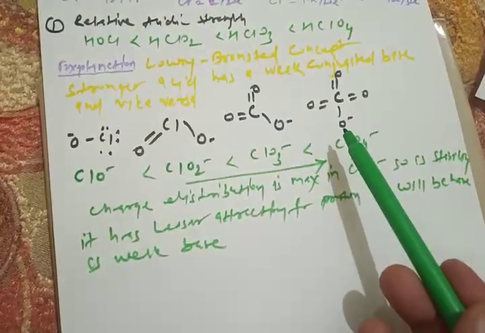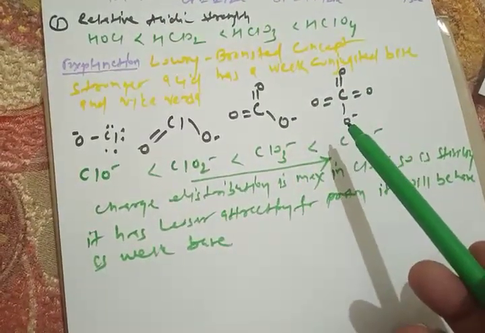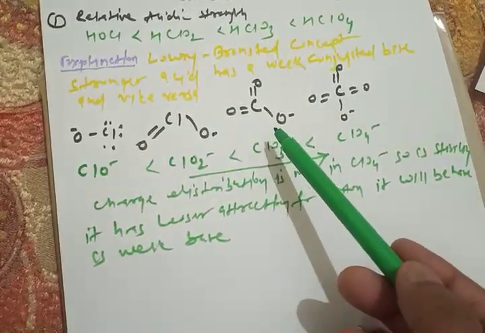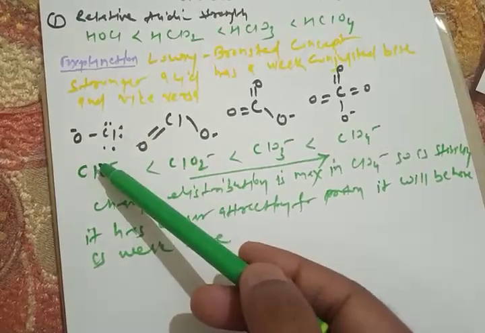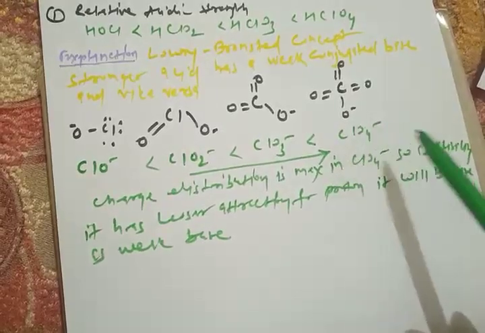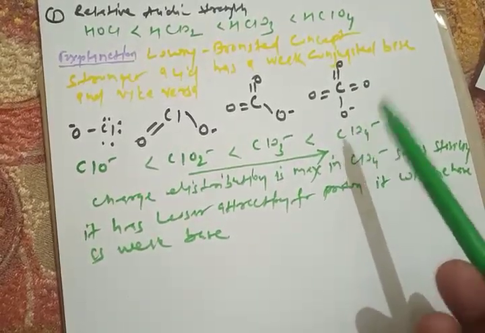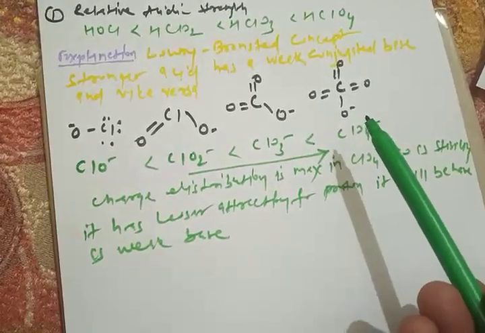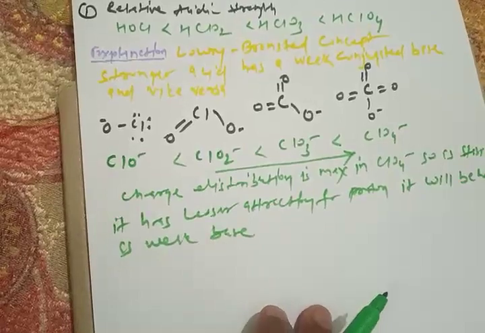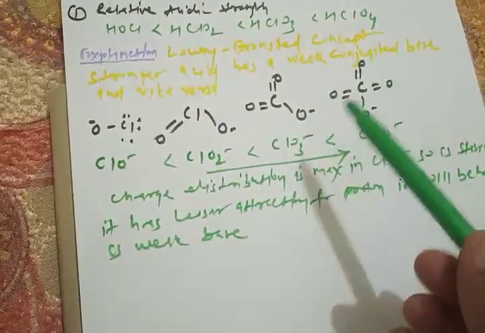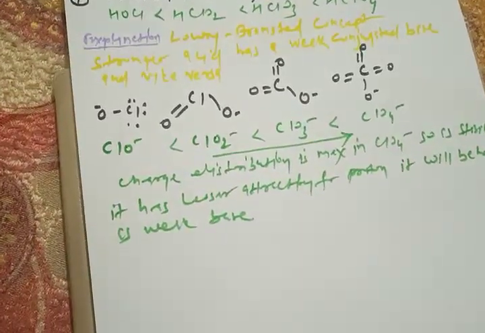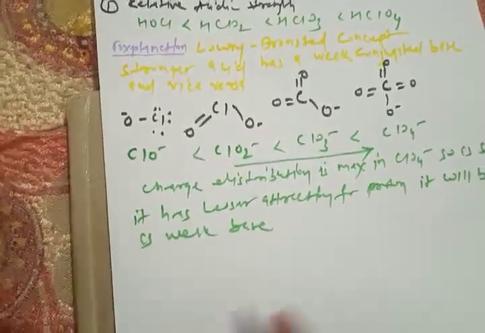Charge distribution is maximum because of the availability of three oxygens. The charge will distribute evenly: maximum in this case, lesser in this case, much lesser in this case, and very weak in this case, so there is lesser attraction towards the proton, and it will be a weak base. If it does not attract the proton, it is a weak base. So this is the reason that HClO4 is the most acidic. This is how you need to explain the reason. So this was the first acidic character we had discussed.